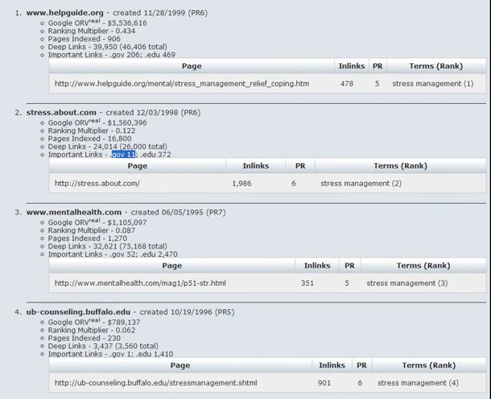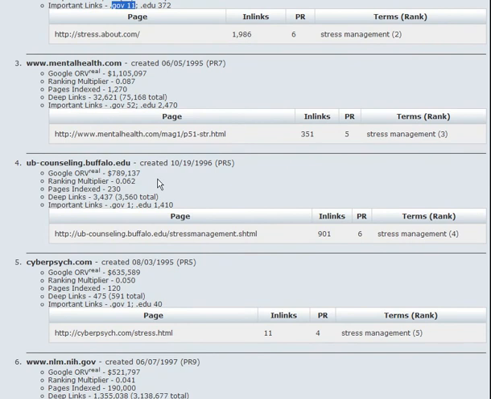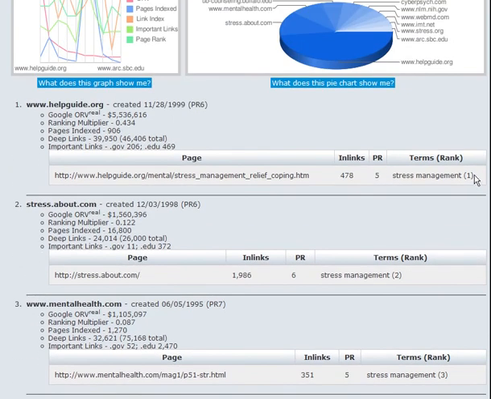Okay, mentalhealth.com. Okay, ubcounselingbuffalo.edu. Look at all the edu sites linking to that. Okay, they only have 901 inbound links. Let's go back up. So the first place you look is the ranking position. You can kind of gloss over the page rank, take it with a grain of salt. If you see a 7 or above, you can take a moment to respond, but don't get all excited.